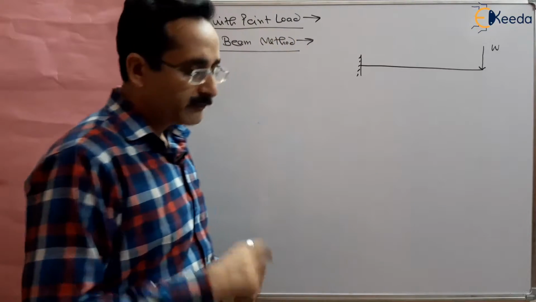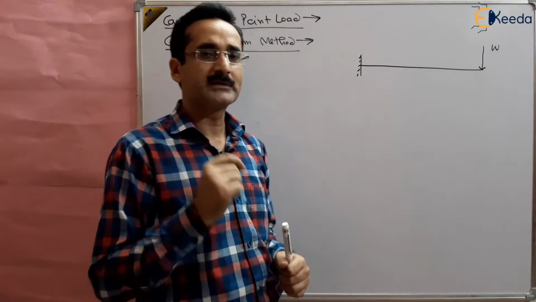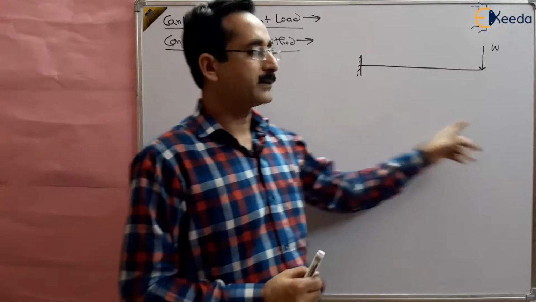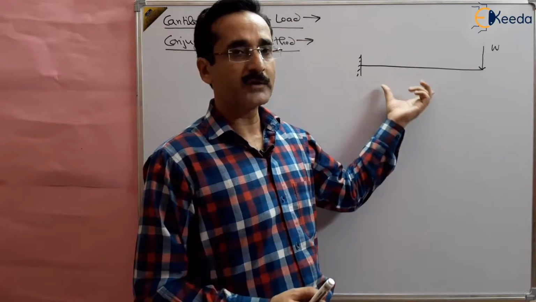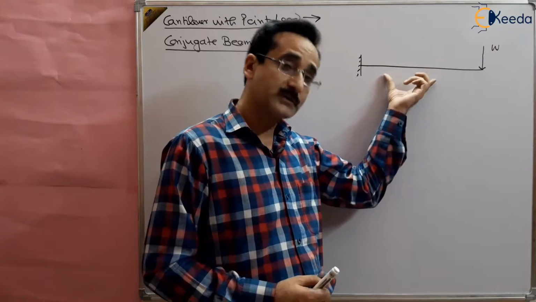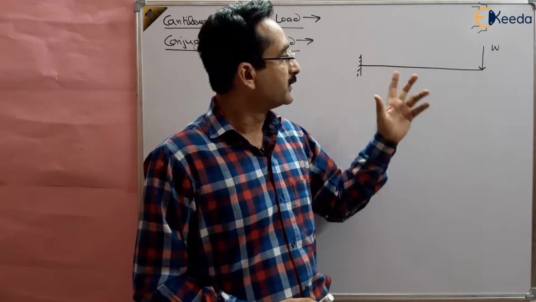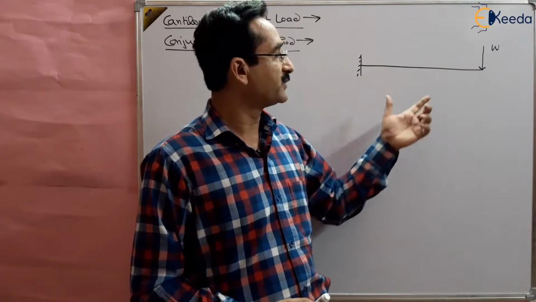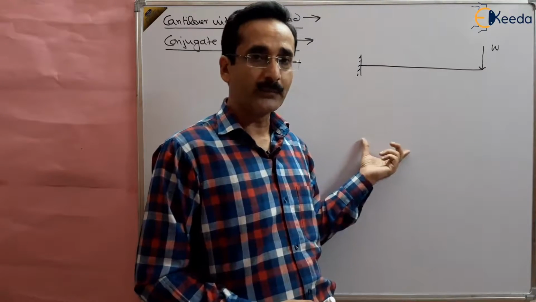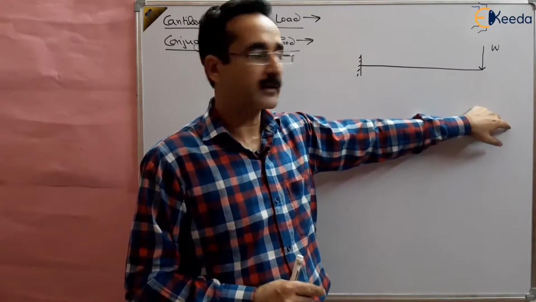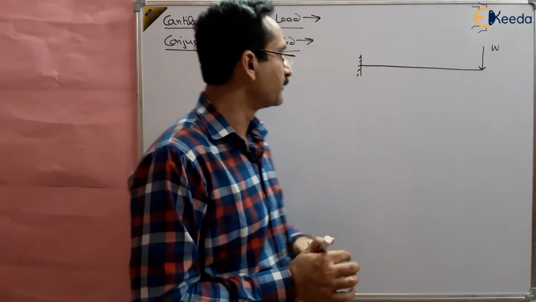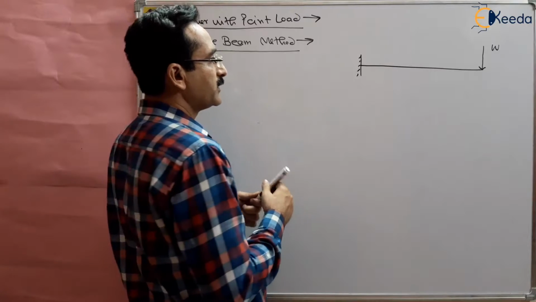How to do that? We already know that a conjugate beam is that beam which has the same length but is loaded with the bending moment diagram. So first we have to find the bending moment diagram of this beam, and then the conjugate beam will be that beam which is loaded with that bending moment diagram, right? And also we know that the free end will become the fixed end and the fixed end will become the free end, right? So let us draw the bending moment diagram for this.